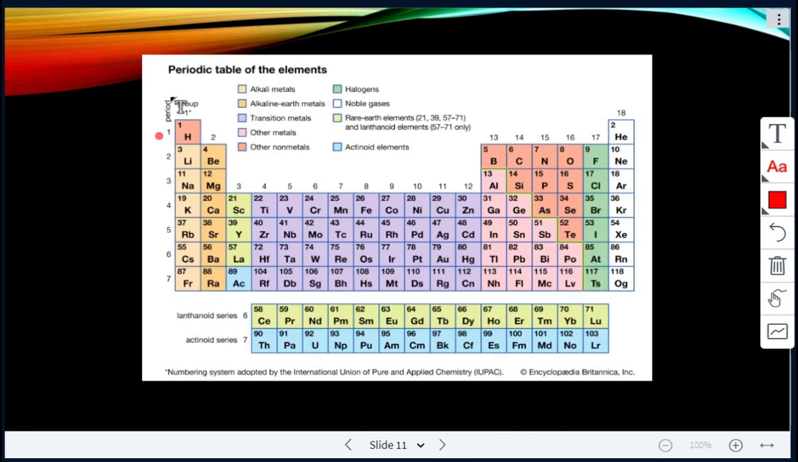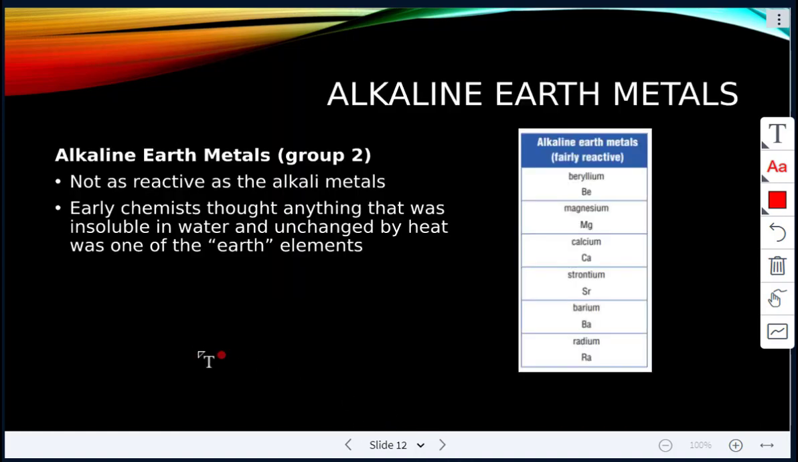So again, that was group 1, representing the alkali metals. The next group we're going to look at is group 2, which are the alkaline earth metals. They are not as reactive as the alkali metals. Early chemists thought that anything that was insoluble in water and unchanged by heat was one of the earth elements, and that is why these are called the alkaline earth metals.